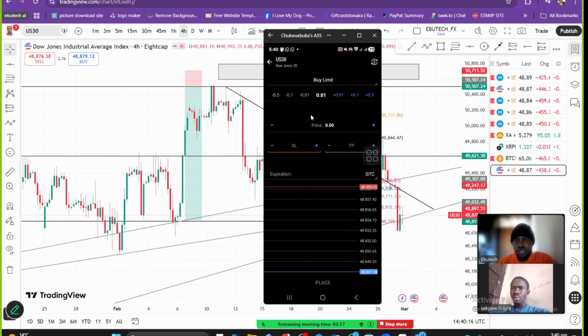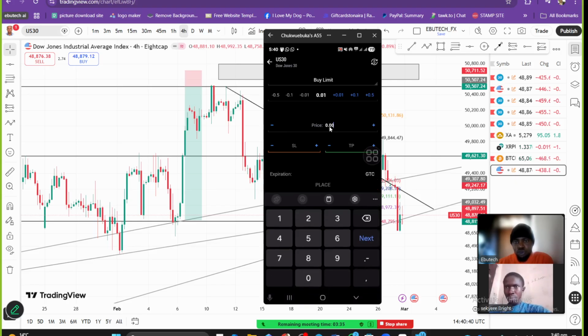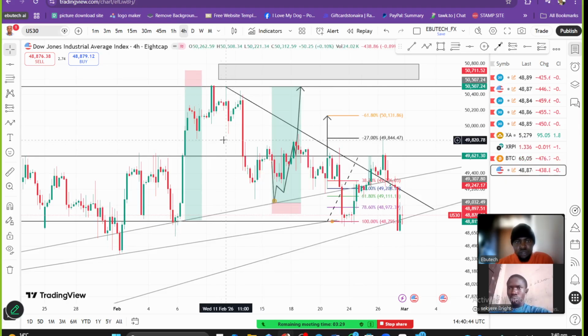Now you are using 10,000. You have a $10,000 demo account. What your lot size should be is 0.05, only one or two decimal places. If you are using a $10,000 account, your lot size should be 0.05. Then our risk is 100 pips. Then the price, where do you put the price? You now come back to your chart.